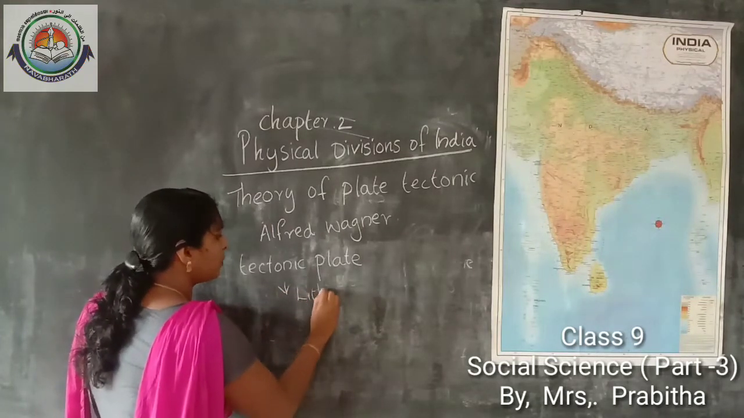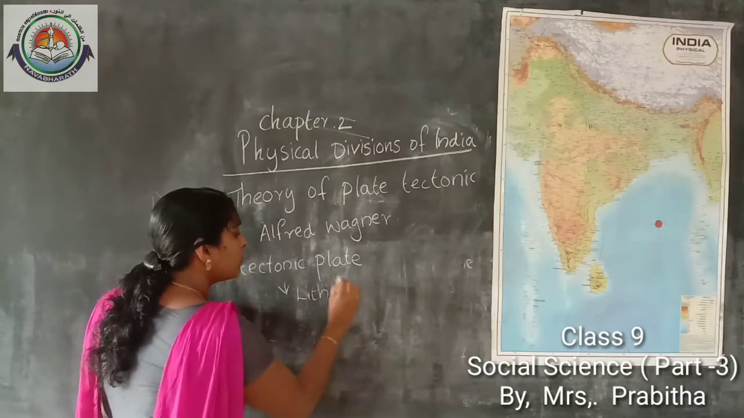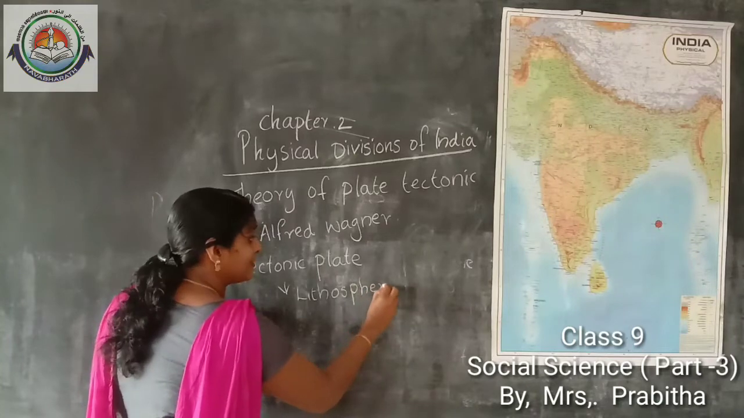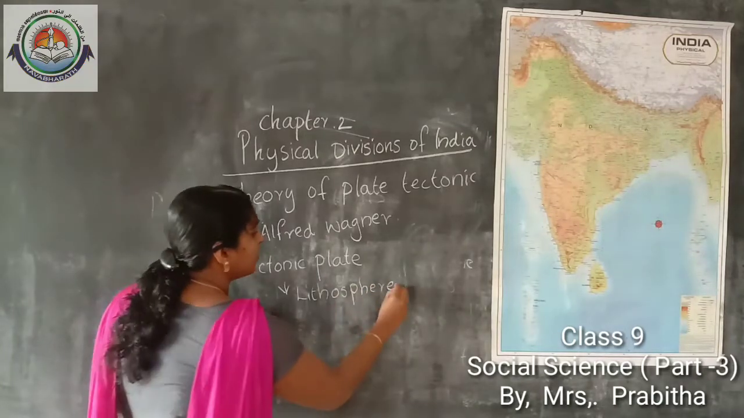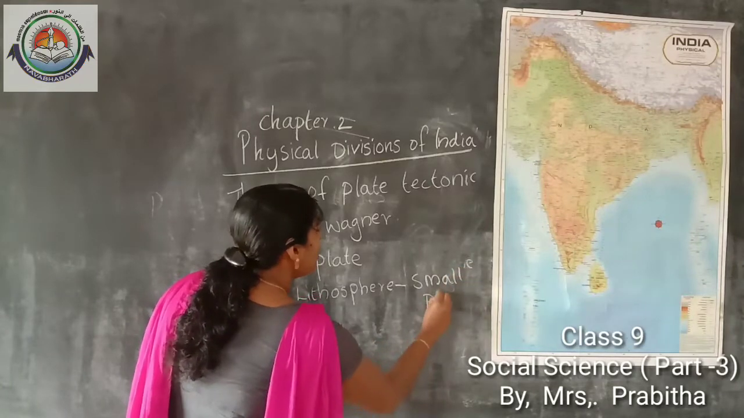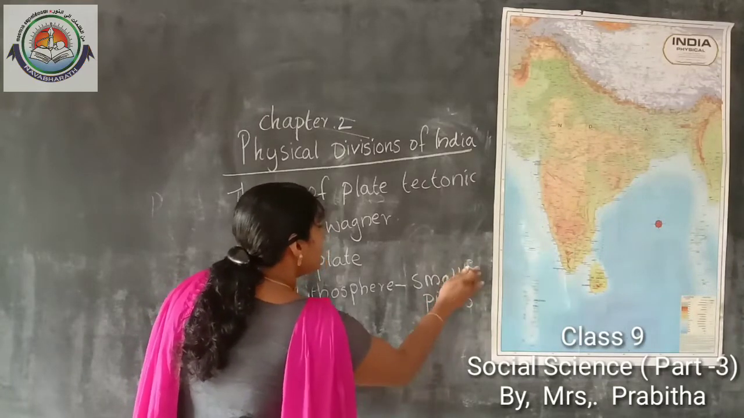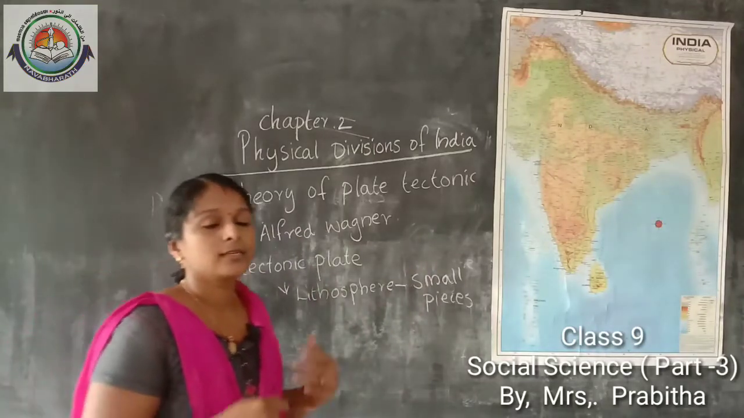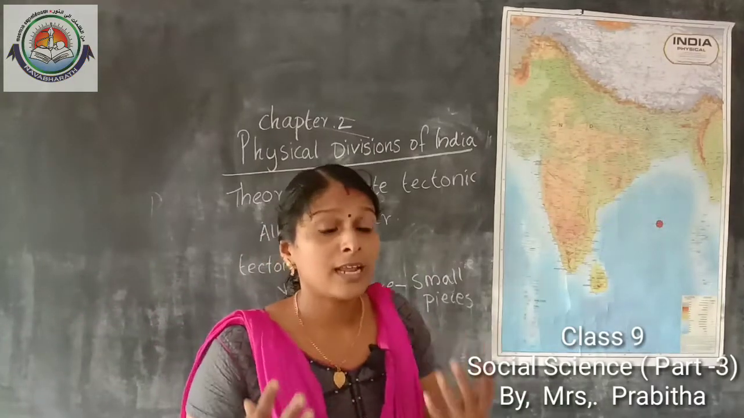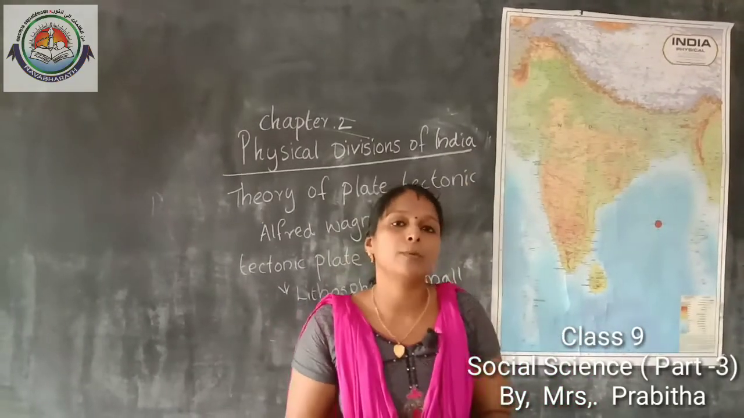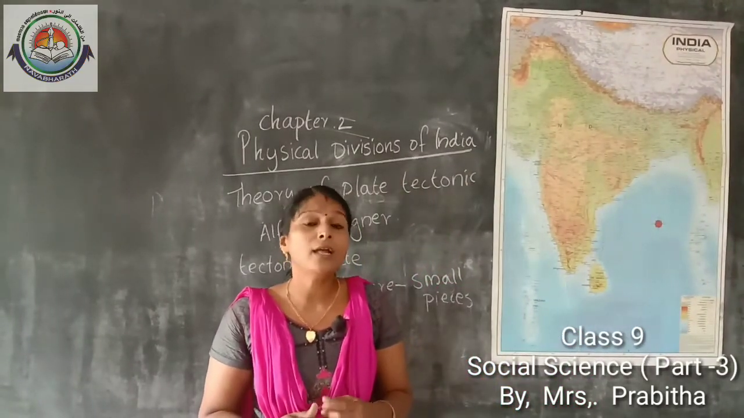Lithosphere means, we know we are living on the outermost layer of the earth, that is the lithosphere. It means the crust. So the lithosphere is divided into small pieces. Small pieces are called tectonic plates. So the theory of tectonic plates says there are 7 major and minor plates. Earth's crust is made up of 7 major and minor plates.